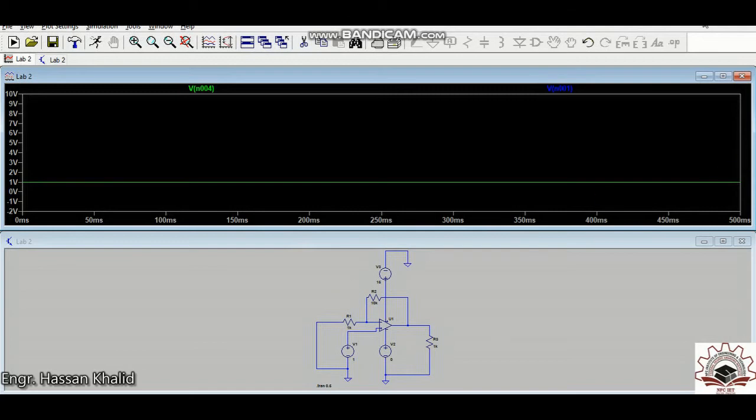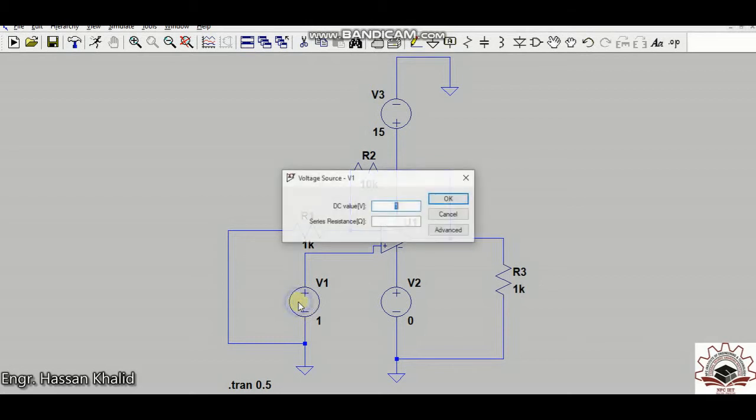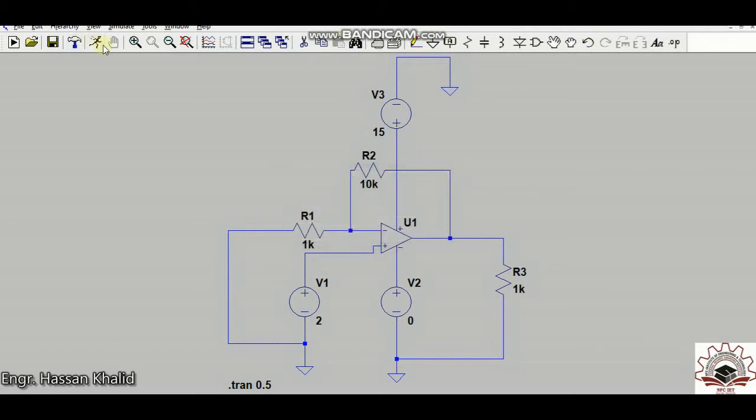Okay, now let us check the role of this biasing. As you can see, the gain of this U1 is 11, and we have 1 volt input. If I now give the input to be 2 volt, and the gain of the circuit is 11, the output must expectedly be 22 volt. Fine, so let's change it to 2 volt and run the circuit once again.